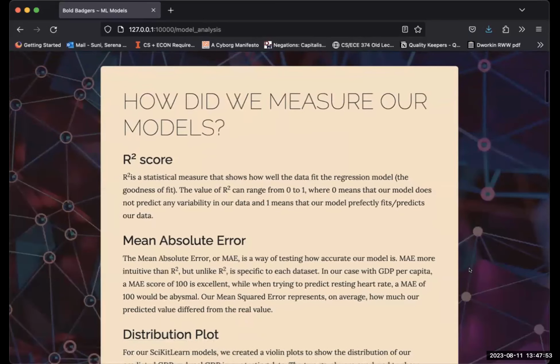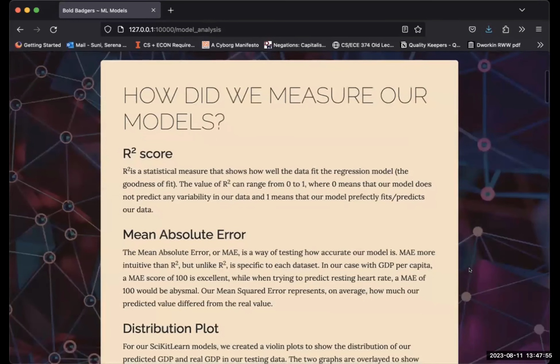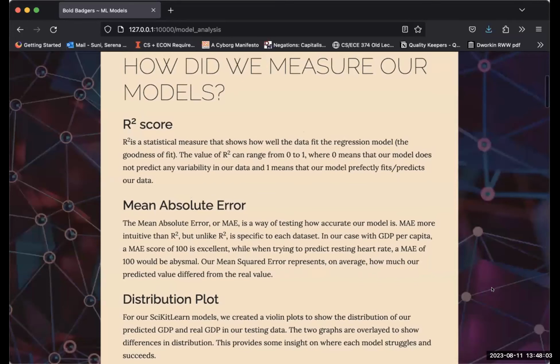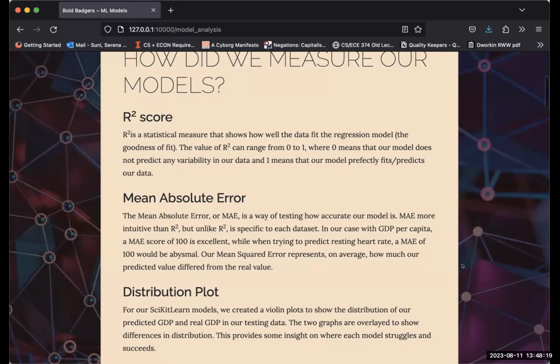So how do we actually determine how well a model does? Well, in data science, there are two main methods, such as R-squared and mean absolute error. Now, R-squared is a measure of how well data fits a regression model, basically just how good it fits the graph. And the value of R-squared can range from 0 to 1, where 0 means our model does not predict any variability, and 1 means our model perfectly fits and predicts our data. Now, it can go negative, but that's when things go really, really wrong.